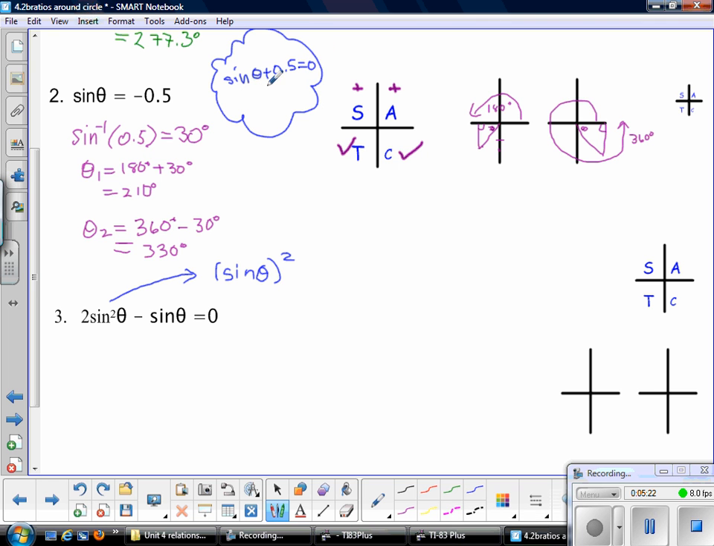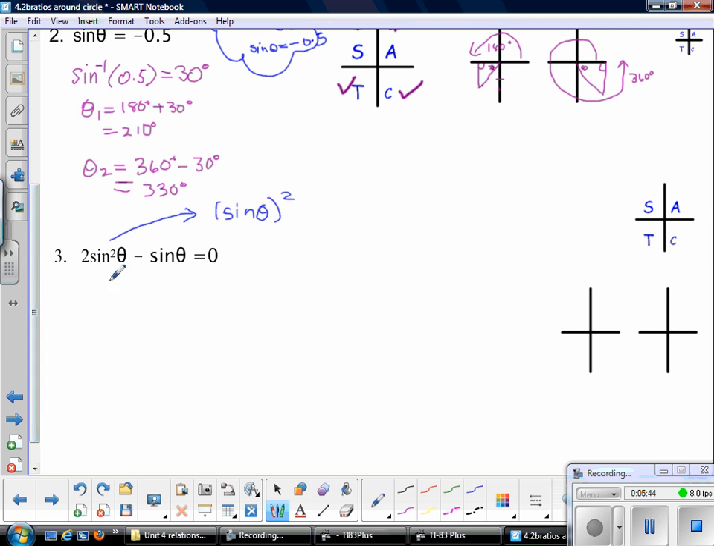And what would you do in that case? Well, you would subtract 0.5 from both sides, right? That's how we got sine theta equals negative 0.5. So what do we do in this case? Well, if I add sine theta to both sides, that's still not going to help me a whole lot. But you should notice that there is a common factor. Yes, factoring doesn't disappear even if you're in trigonometry. So we're going to factor out sine theta. That's the first thing we're going to do.